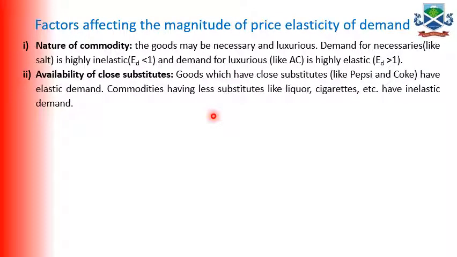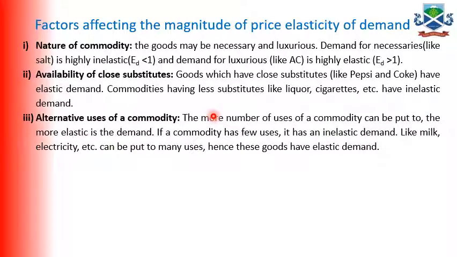Next one is the availability of close substitutes. The goods which have more substitutes have greater elasticity, and the goods which have fewer substitutes are inelastic, or less than 1.